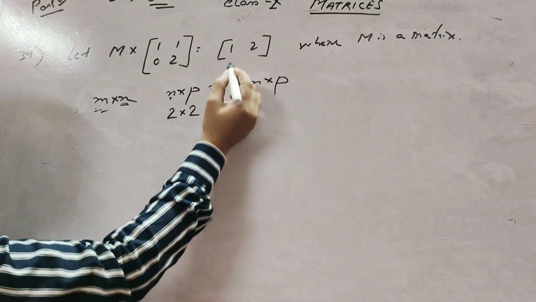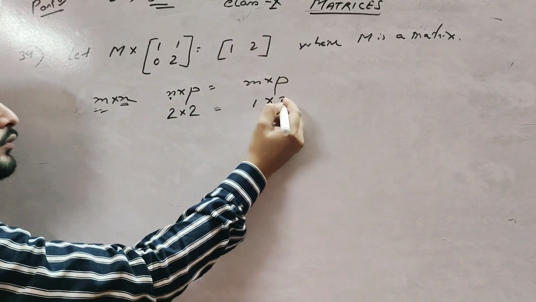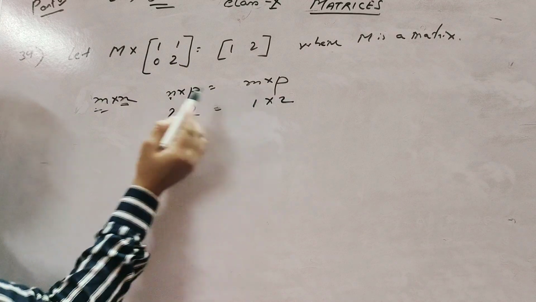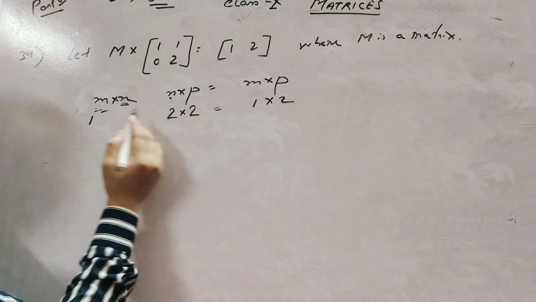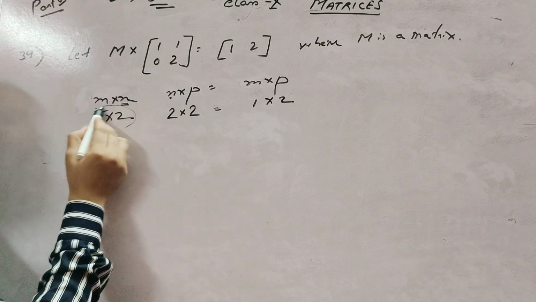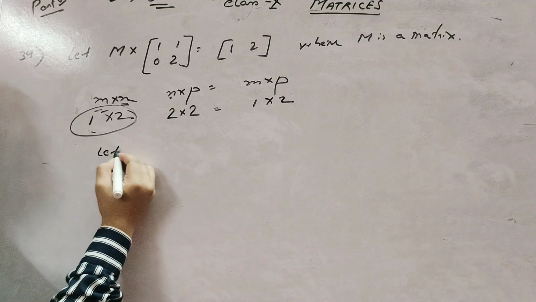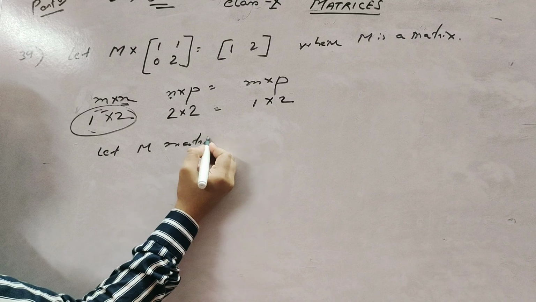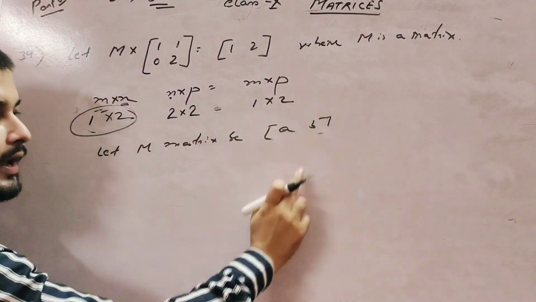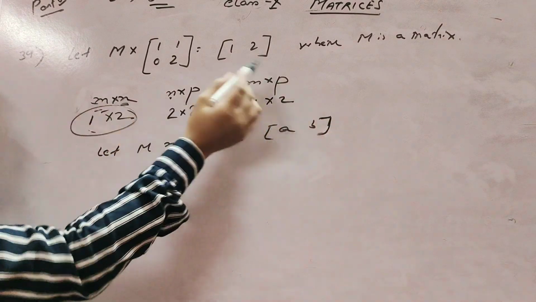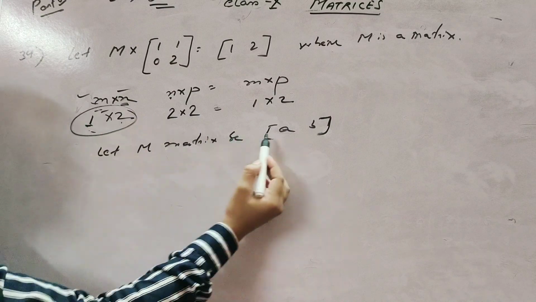In this you see 1 row and 2 columns. So you see the value of m is 1, so you write down 1 here, and the value of n is 2, so you write down 2. That means we find out the matrix M is also 1 row and 2 columns. So let matrix M be A and B, 1 row and 2 columns, because we find out from this portion that the order is 1 by 2.